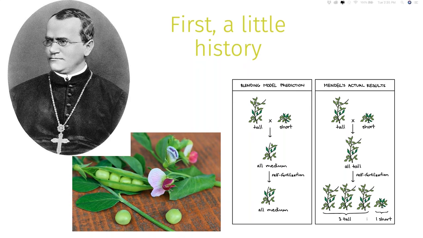And people did think that maybe you had a blending of characteristics when two different types of individuals were mated, whether that was livestock or plants. And so he looked at tall versus short, and he thought, well, if they're blended, then they should have medium-sized offspring. And when those self-fertilized, they would be medium-sized. And that is not what he found. He found that with tall and short, he got all tall plants. Kind of interesting. But when they self-fertilized, he got three talls to one short, and that ratio still holds.